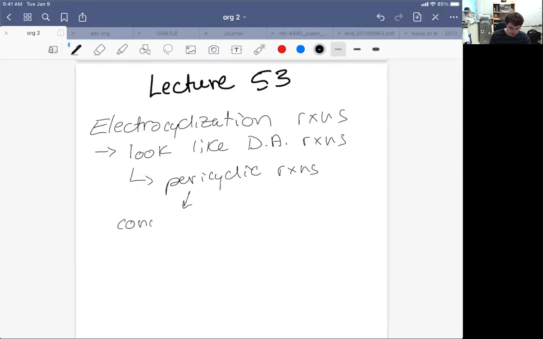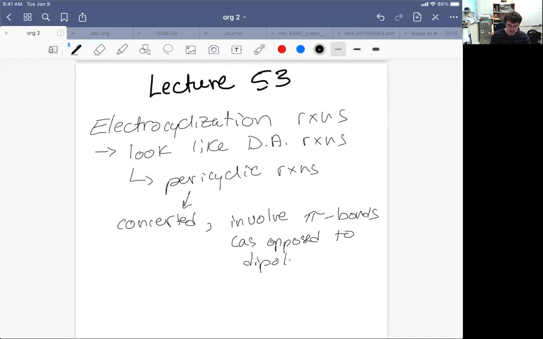They are concerted. They involve pi bonds, as opposed to dipoles or charge separated species. And they have a cyclic kind of transition state. I don't think I mentioned this point before, but just a ring is typically involved as you go from the starting materials to the products, okay?